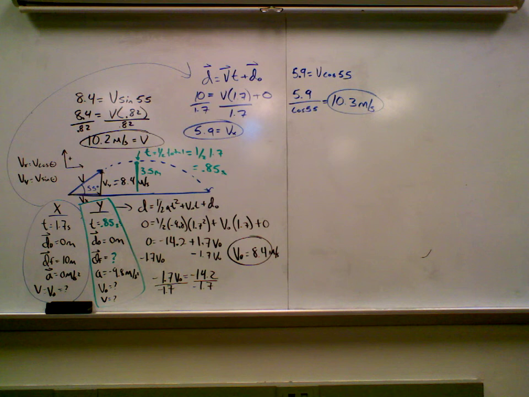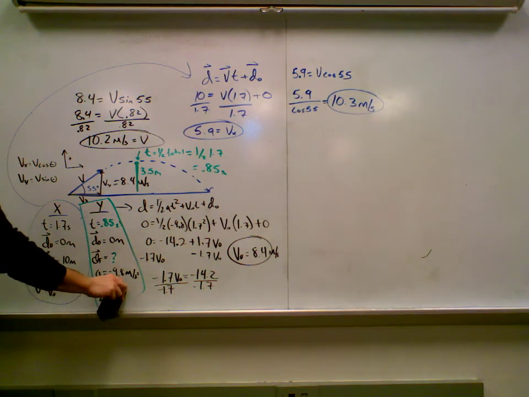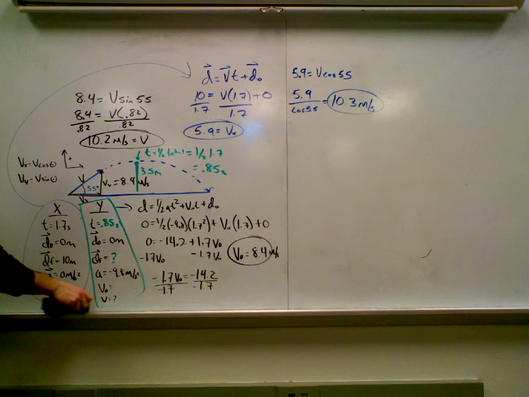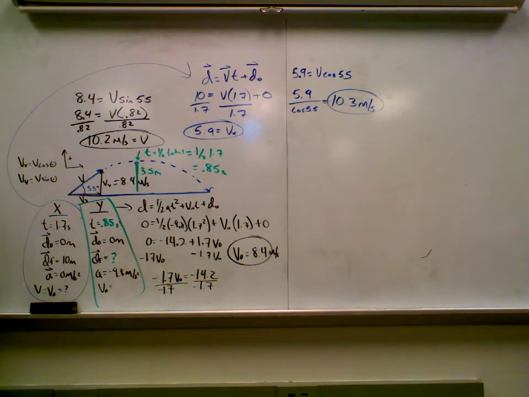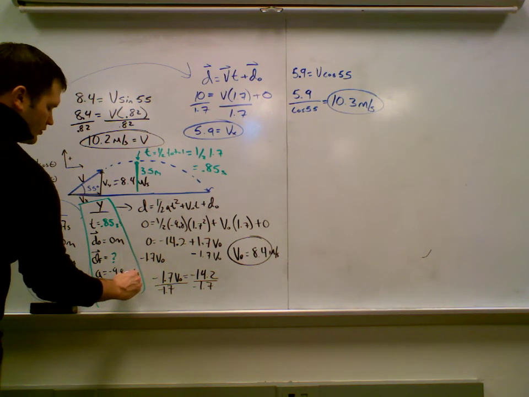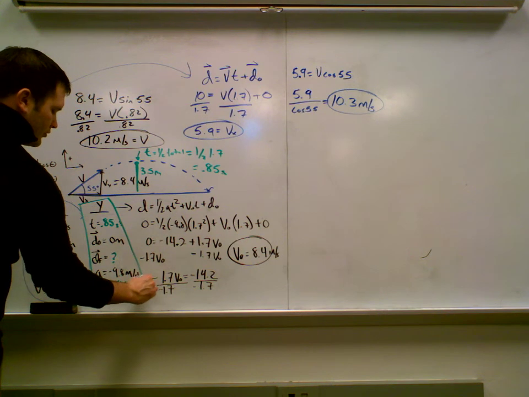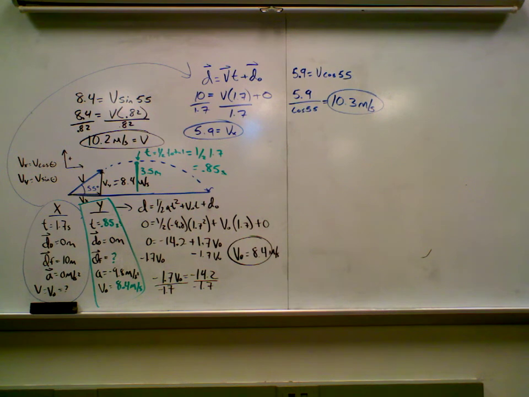Okay. What else do we know? Do we know any of these down here? Actually, we do. Which one do we know? We know V naught. What's V naught, Kyle? 8.4. 8.4, because that's the Y component, right? So now, can we find that final height given our new Y list?